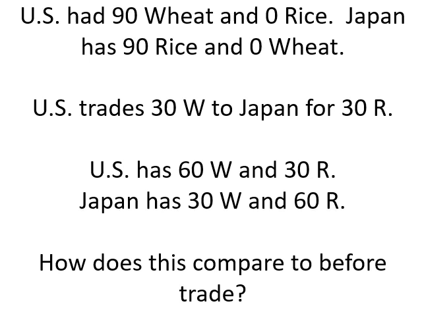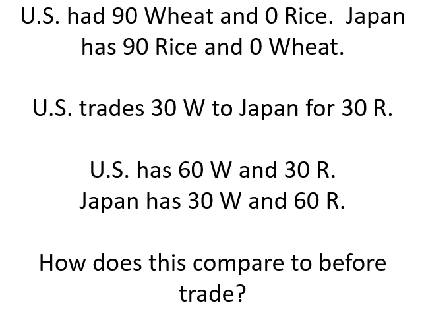Japan grew 90 rice. They traded away 30 rice to the U.S. for 30 wheat. So Japan has the 30 wheat they traded for, and they have the 60 rice from growing 90 and giving up 30.